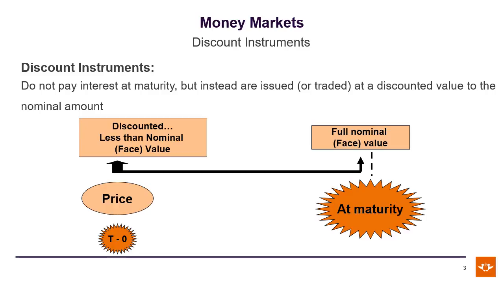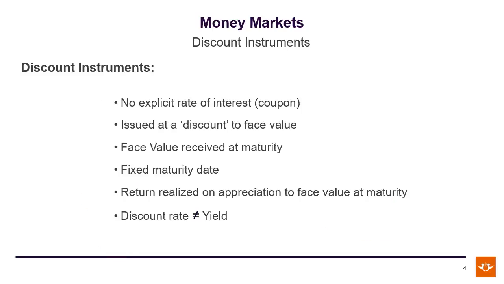The investor holding this instrument up to maturity will receive the full face value or nominal value, and the interest amount is the difference between the face value and the price or the discounted value. So discount instruments do not pay interest at maturity, but instead they are issued or traded at a discounted value to the nominal amount. To reiterate, for discount instruments, there is no explicit interest rate or coupon.